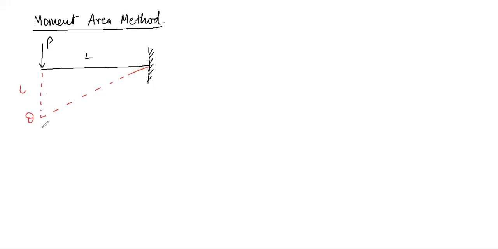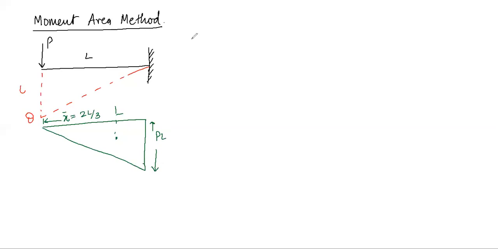And if we are going to draw its bending moment diagram, then its bending moment diagram will behave like this, whose centroid will be somewhere here, and the distance x bar is 2L by 3, and the maximum bending moment is PL, right? So let's understand how this method works.